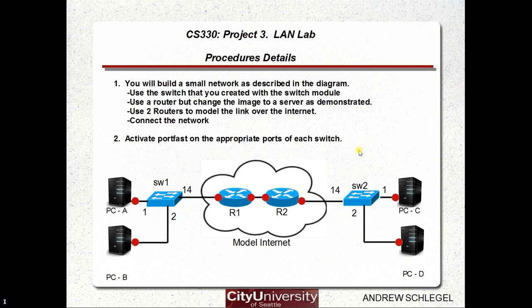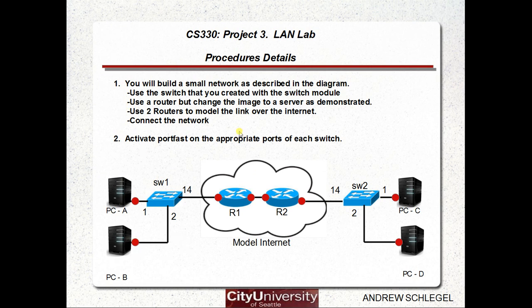So let's look a little bit at the details of each procedure. First, you'll build a small network as described in the diagram. Use the switch that you created in GNS3. When you use a switch module, go ahead and use that. Then use a router, but change the image, like I demonstrated in the videos. Change the image to a server and go ahead and assign its IP address on whatever port you plugged it into.